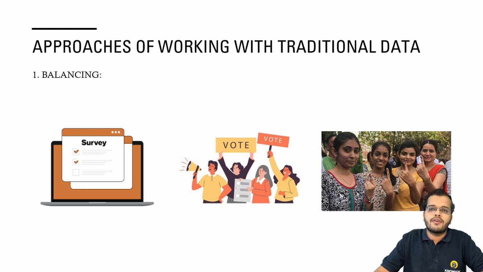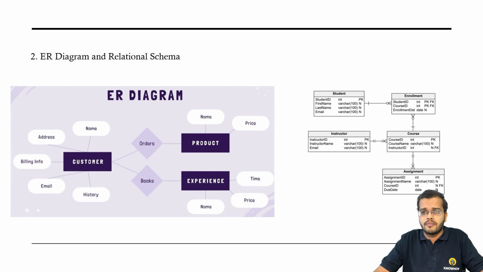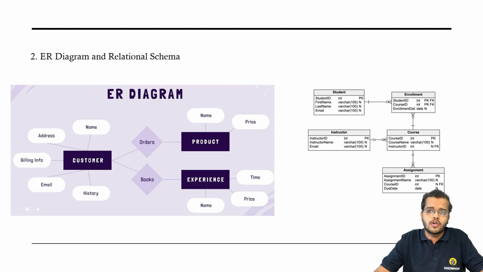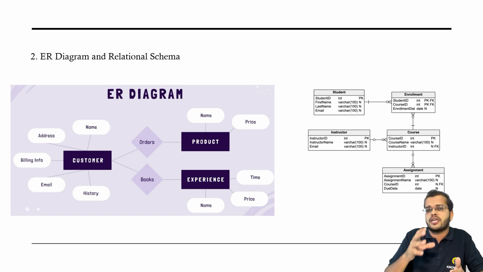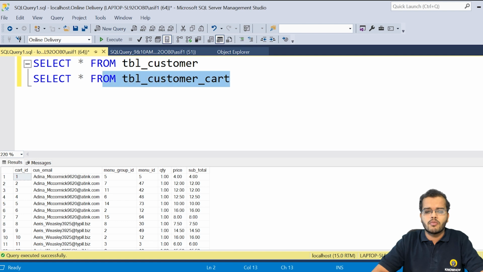And if I want to explain in a very easy way how exactly we can balance and understand the data that we have received, then I can go with the ER diagram, the entity relationship diagram, and with the relational schema as well, where I can correlate that each table is connected to this many tables and this is the information that I have. So even this can give you a probable solution in order to work with the traditional data. Let me give you a small example.